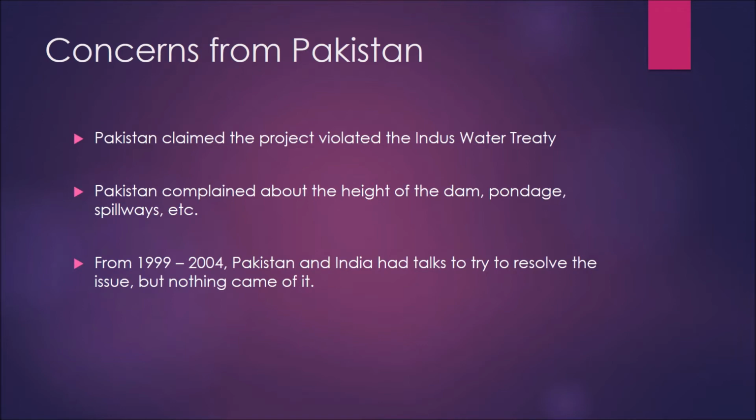So just a couple of definitions. Pondage is the water that is behind a hydroelectric dam that allows it to maintain the water flow so that in times of less rain or in times of more rain it has about the same. And spillways are basically areas around the dam so that it doesn't build up with too much sediment and clog up the dam essentially. So from 1999 to 2004, Pakistan and India tried to resolve these issues.